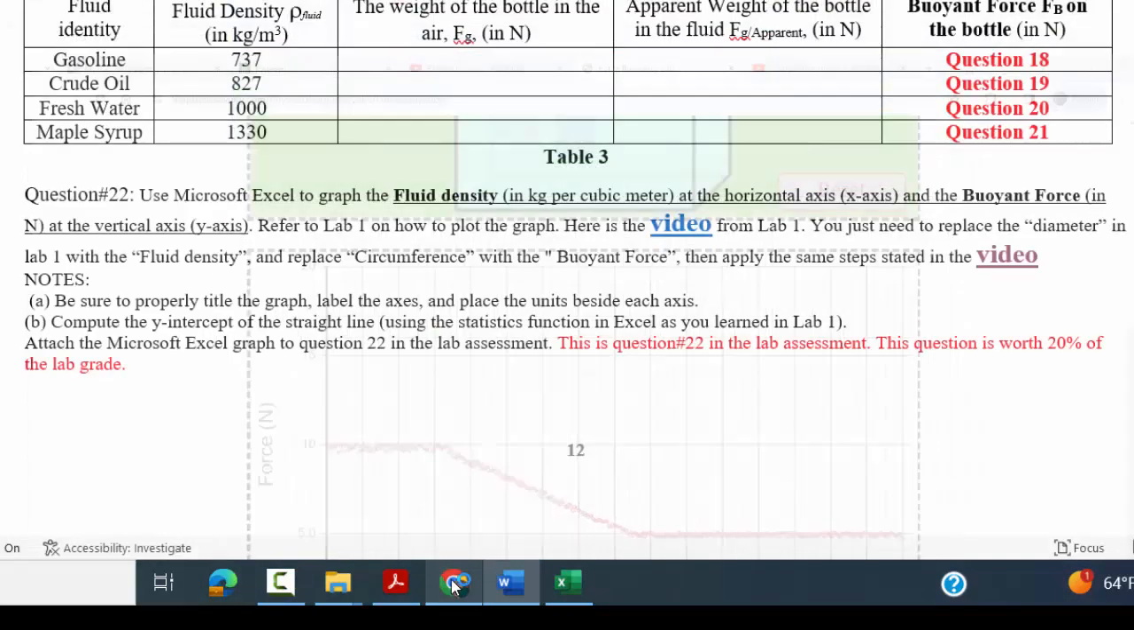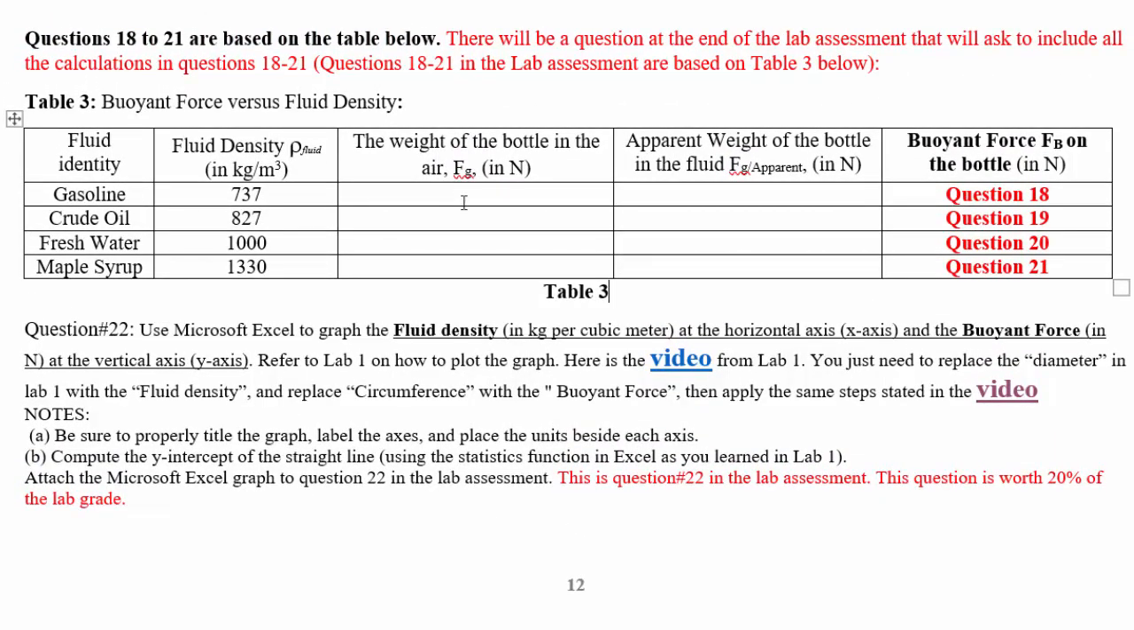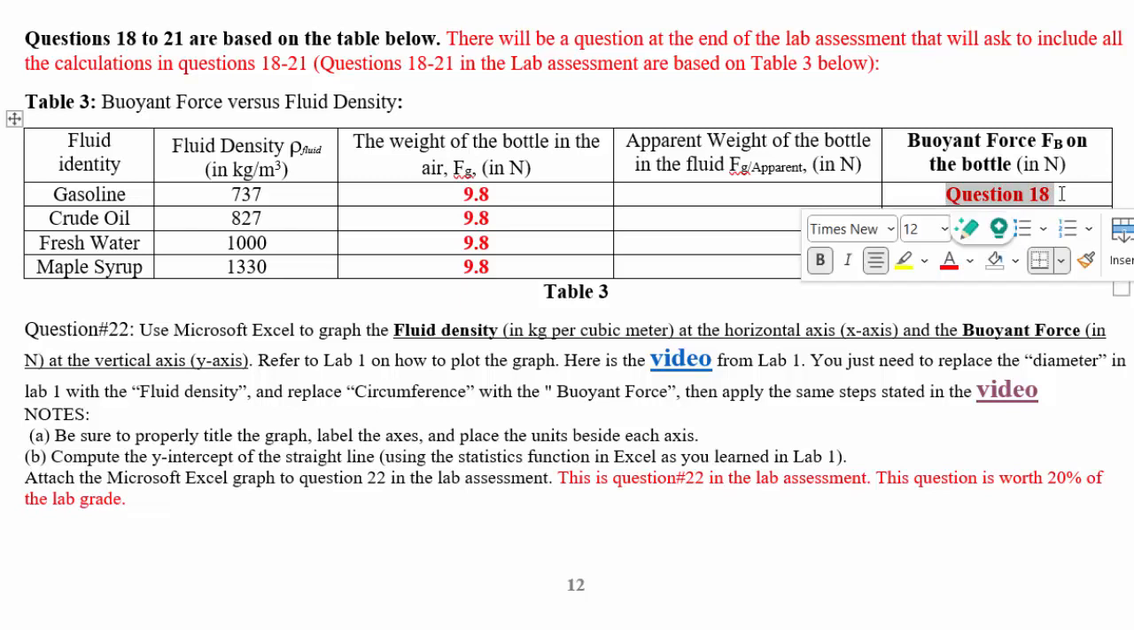So you'd go to the table here and basically you know that the weight of the bottle will always be 9.8 Newton, no matter what the liquid is. Those values will always be 9.8. That's the weight in air, which will not change because we are using the same bottle, which has a mass of 1 kilogram, which will give you 9.8 Newton weight. And then you record whatever apparent weight you got from the graph that the simulation will reveal. And then you find the difference between the weight in air and the apparent weight, and this will be the buoyant force applied on the object.